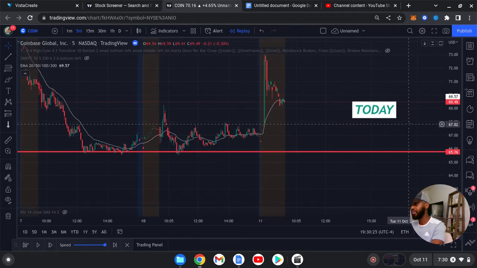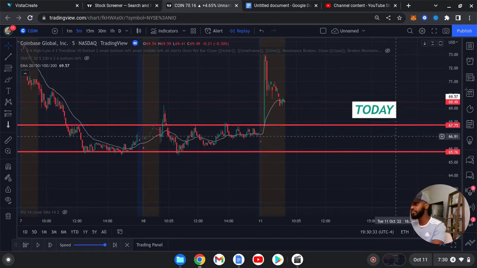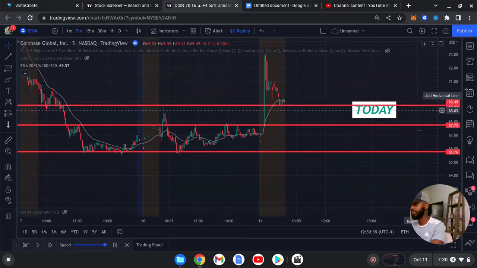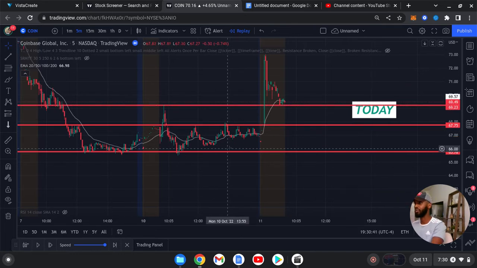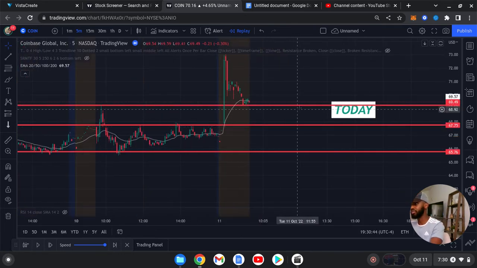And then another area I would say is probably around here. We found some level of resistance, and this is the high for Coinbase the day before. So those are important levels.